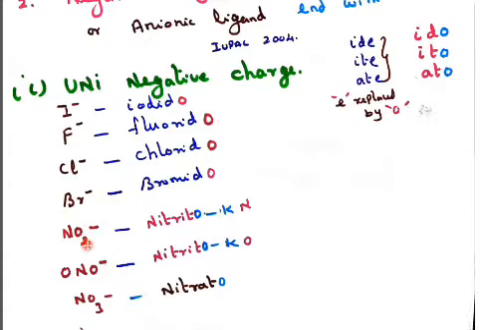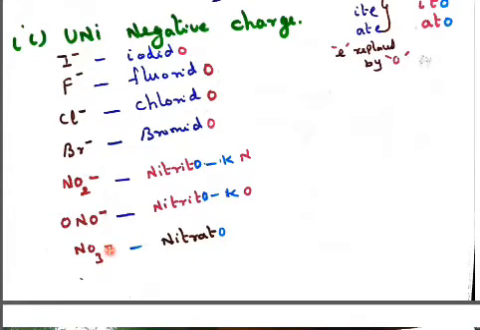Next, NO2 minus and ONO minus. Both have one nitrogen and two oxygens, so both are spelled nitrito. But in one, nitrogen is the donor atom, and in the other, oxygen is the donor atom. So we call them nitrito-kappa-N and nitrito-kappa-O. The kappa term is used for either NO2 minus or ONO minus. If it is a nitrogen donor, it is written kappa-N; if it is an oxygen donor, kappa-O.